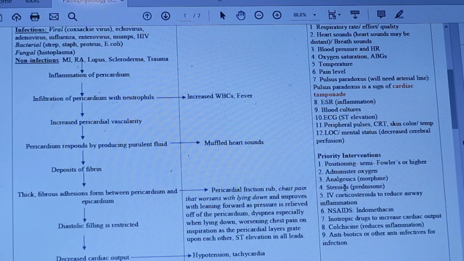We're going to give steroids because we've got to stop that inflammatory process in its tracks. NSAIDs, indomethacin, is especially helpful with patients with pericarditis. Inotropic drugs like dobutamine or dopamine to help increase cardiac output. And now colchicine, that's kind of unique, but it really reduces inflammation in patients with pericarditis. So you will see colchicine ordered. And then also antibiotics or other anti-infectives to treat the underlying cause.